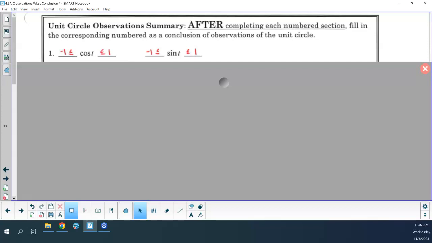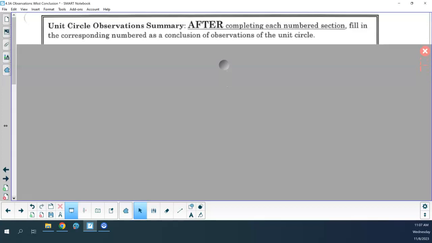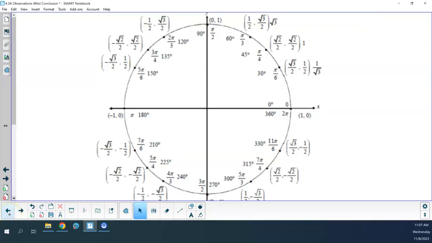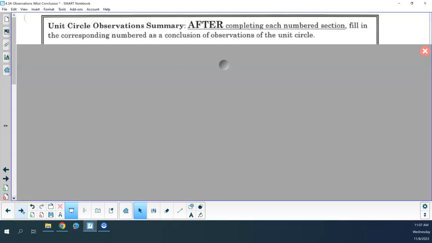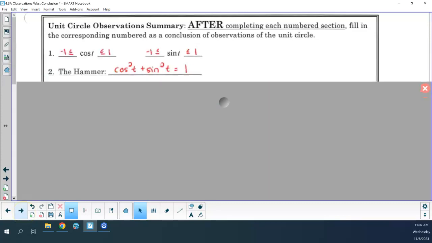Then in number 2, you got introduced to the hammer. Okay? The hammer is the equation of said unit circle, x squared plus y squared equals 1. Well, we then said that x was cosine, y is sine, so that means that x squared would be cosine squared, y squared would be sine squared. So you were introduced then to the hammer of cosine squared plus sine squared equals 1. Okay?